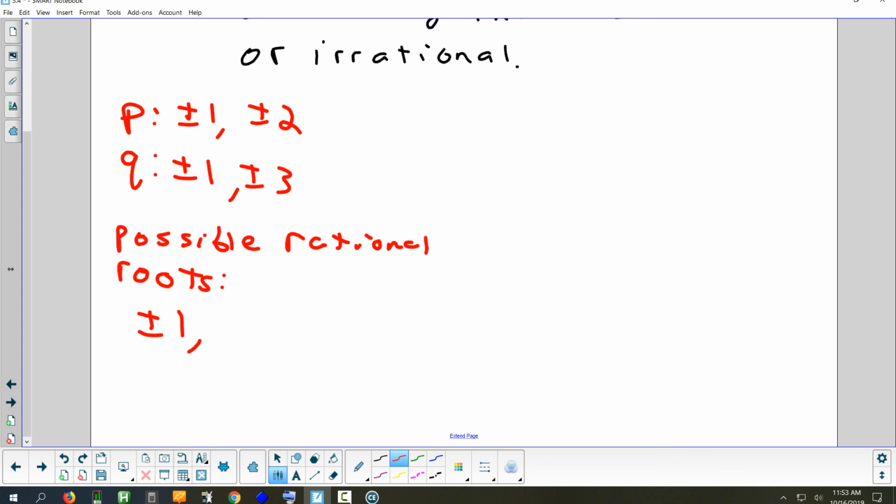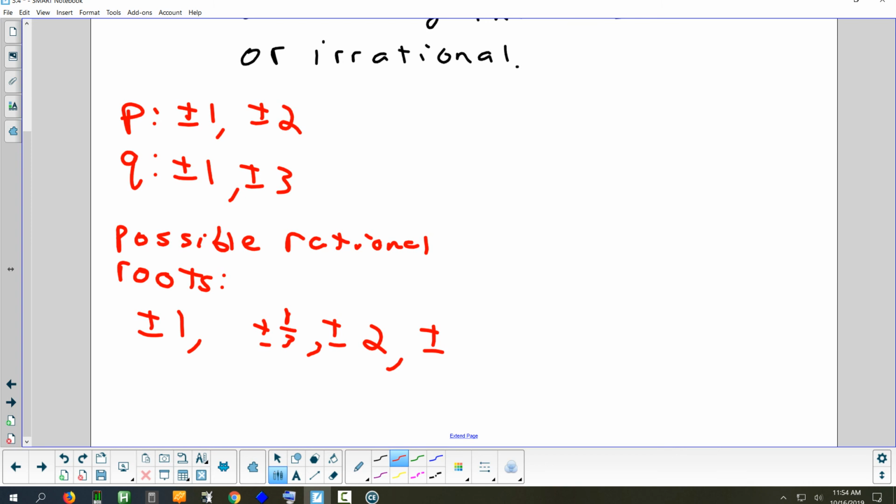1 plus or minus 1. Plus or minus 2. Plus or minus 1/3. Plus. I have an extra space. Plus and minus. Plus and minus 1 second.